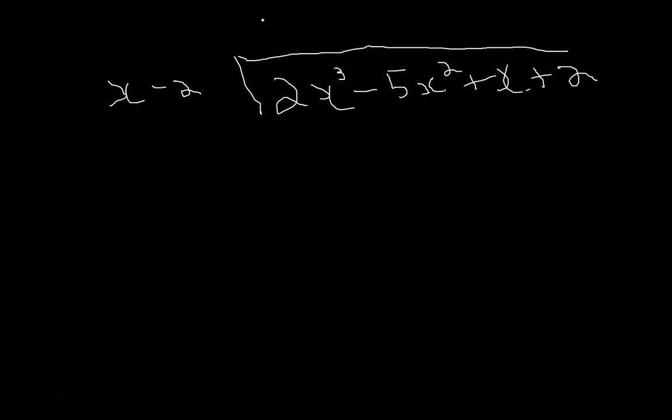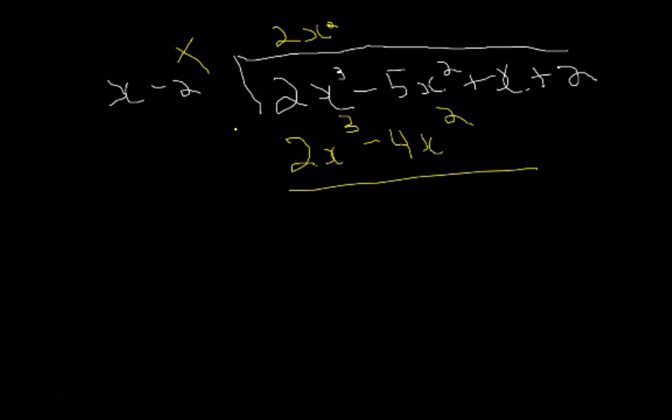X into 2x cubed, that's 2x squared. Multiplied by, so 2x squared multiplied by x, that's 2x cubed. But of course, you can't just neglect this minus 2, right? You also have to say 2x squared multiplied by minus 2, which gives me minus 4x squared. And then remember, when we do a long division, we always subtract the terms.